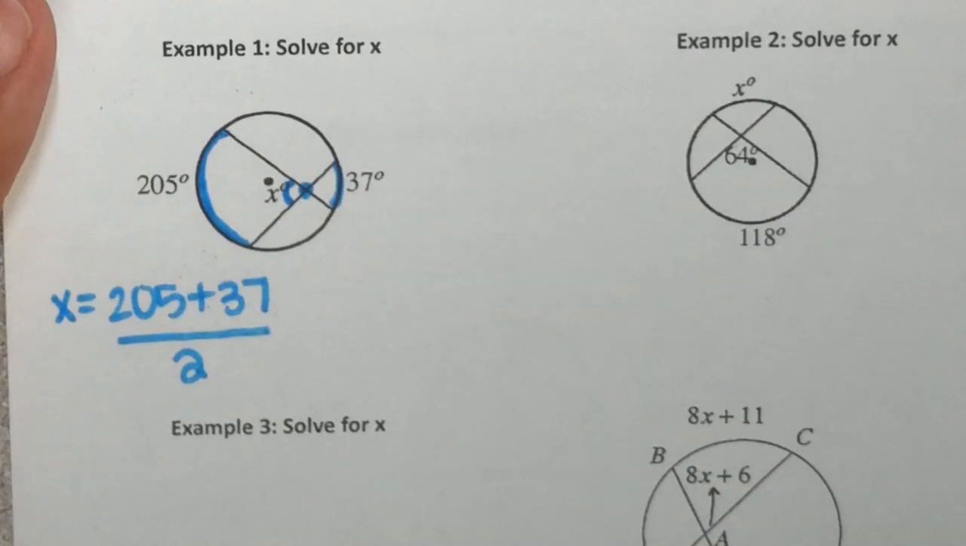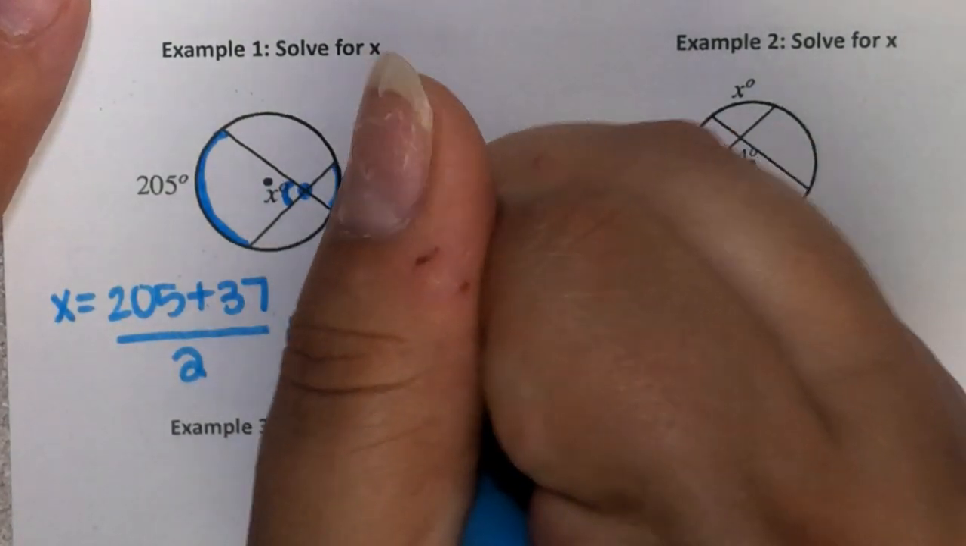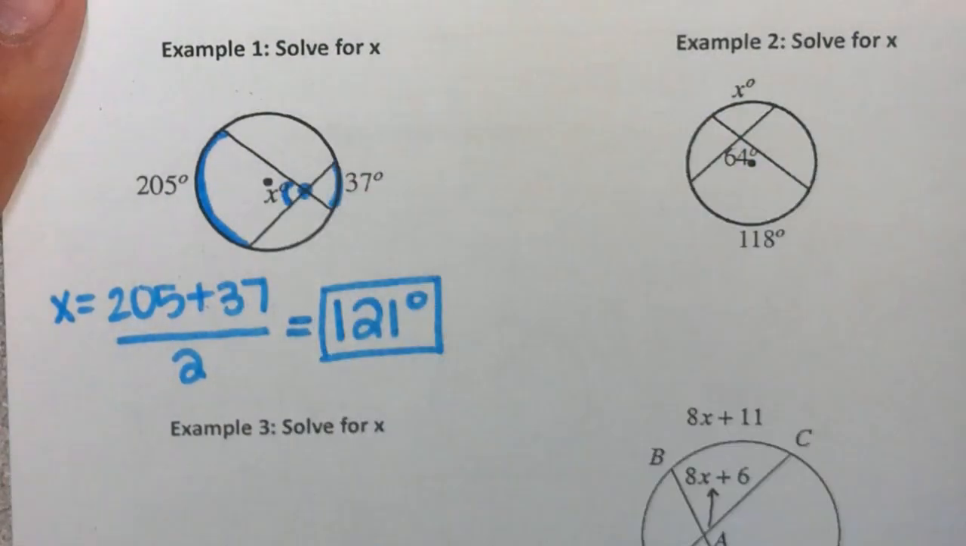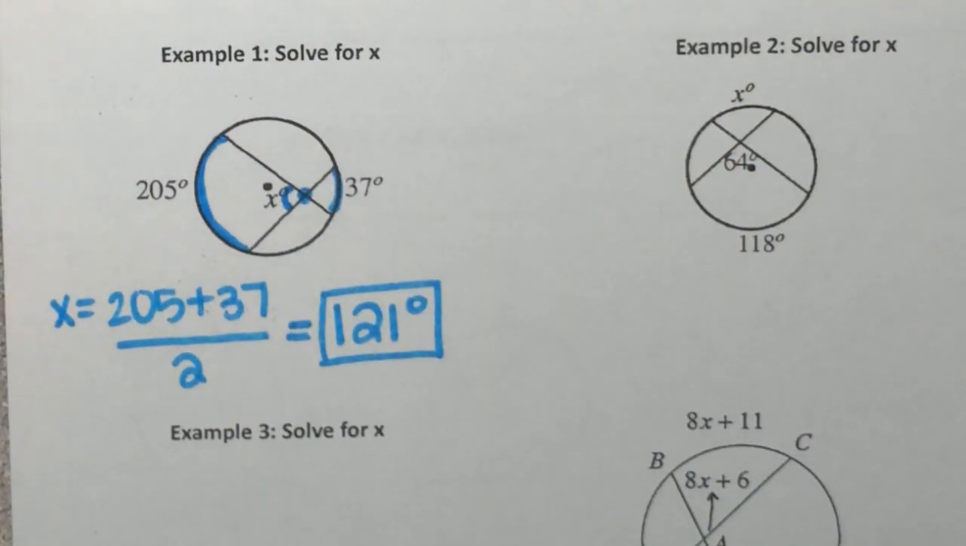And then use Desmos. What's 205 plus 37? Divided by 2? 121 degrees is my answer. Angles and arcs are always degrees. That's it. Now, that's the easiest it gets, but it doesn't get super a lot more difficult. I want you to look at example. Can I move on? Yeah.